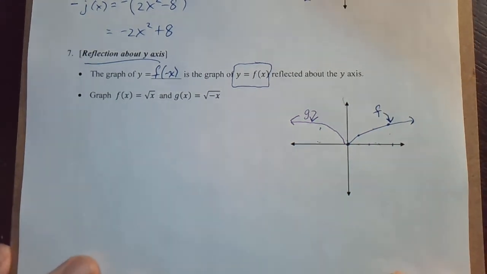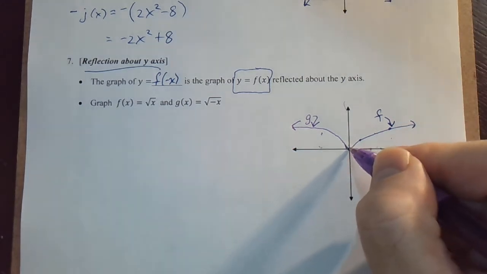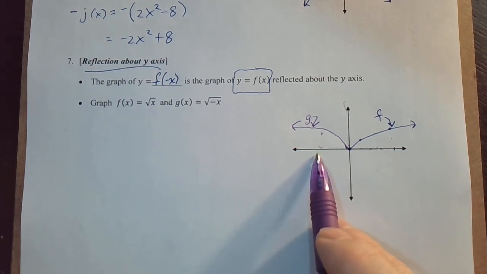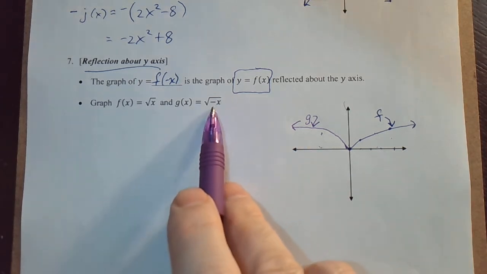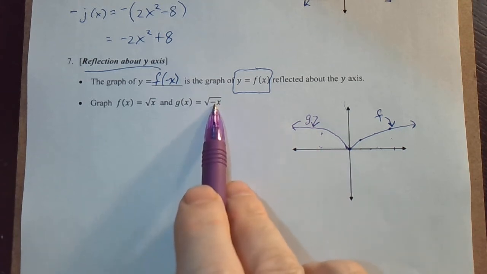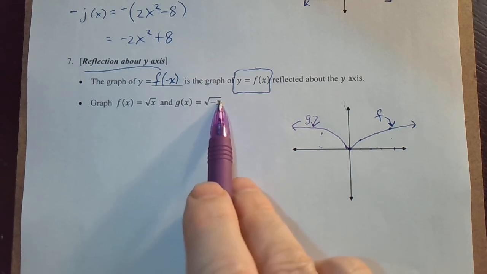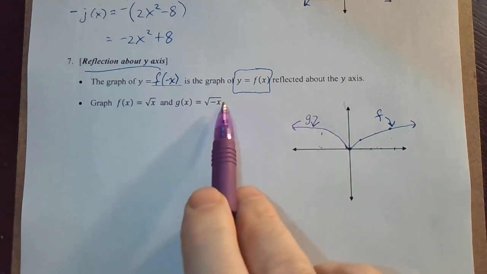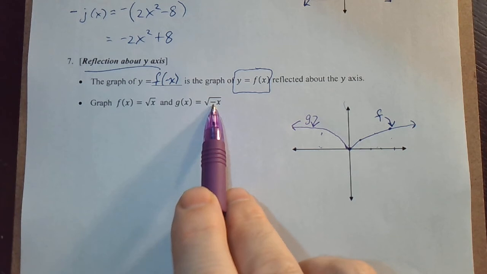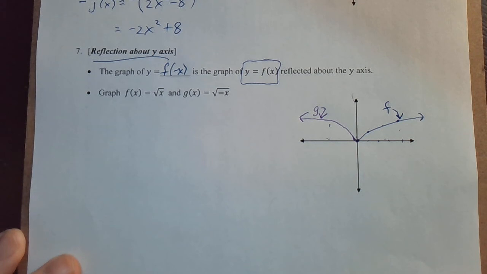And just one final comment about this. You might think the square root of x is not defined over here, since the square root of x is not defined for negative numbers. But this is the square root of negative x. So when you plug in a negative 1, this negative sign turns it into a positive 1. So we always have non-negative numbers underneath here. We could plug in a 0, but if x is negative 4, the opposite of negative 4 is a positive 4. So that's reflection about the y-axis.